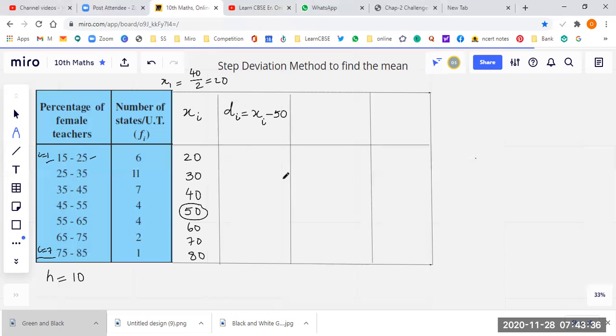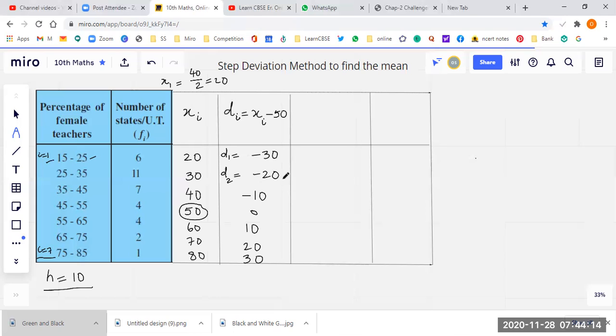So what will be d1? d1 would be x1 minus 50. So 20 minus 50 is equal to minus 30. What will be d2? d2 will be 30 minus 50, which is minus 20. You see the pattern: you simply add 10, the class size, to get the next value. So it will be minus 10 here. 50 minus 50 is 0. 60 minus 50 is 10, and then 20 and 30. Right, we are done with the di.